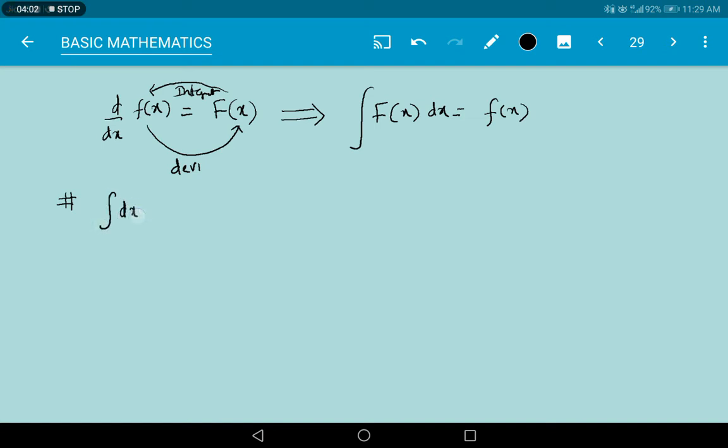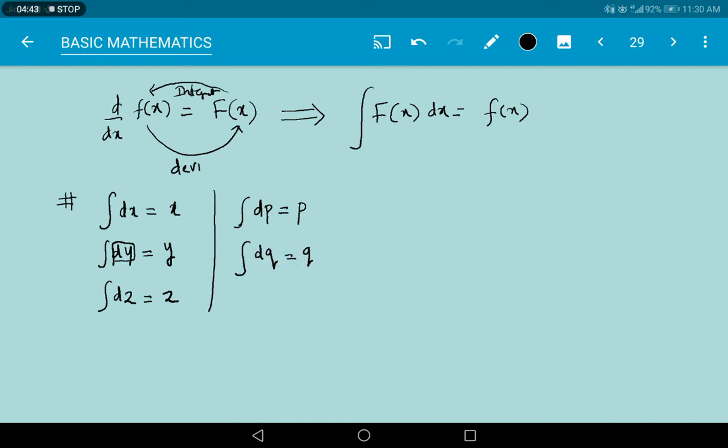Integration dx is equal to x, or integration dy equals y, integration dz equals z. That means if we take the derivative of the function and then integrate, the derivative and the integral cancel, and we get the same function. For suppose it is integration dp, we are going to get p only. Integration dq, you are going to get q only.